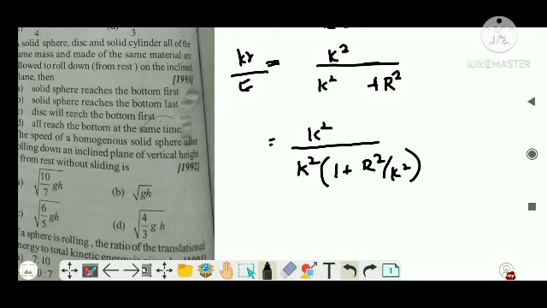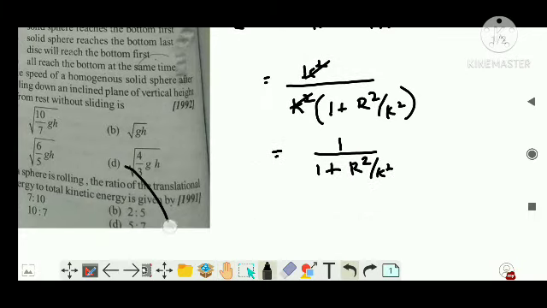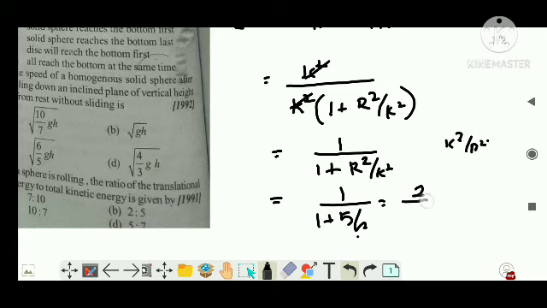Right? So take k squared as common, so k squared cancels off. So 1 divided by 1 plus r squared by k squared. Now what is k squared by r squared in this case? It is 2 by 5, sorry. So k squared by r squared is 2 by 5, so r squared by k squared will be 5 by 2. So I can write 1 divided by 1 plus 5 by 2. So it will be 2 by 7. Right? You got the answer.